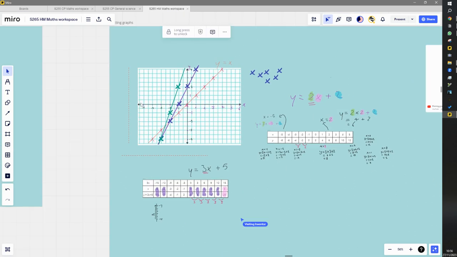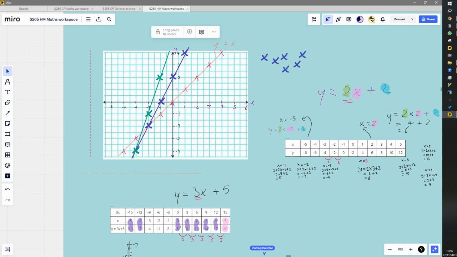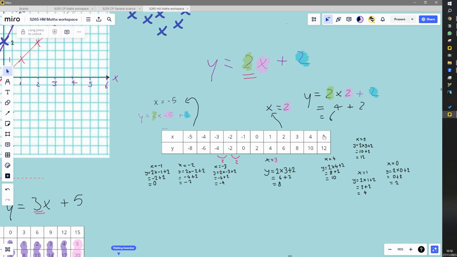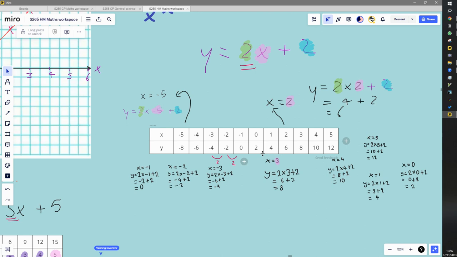So on our graph, it goes from -5. Oh, it actually goes to +6. But anyway, we just did to +5. And then we have to work out what y would be in each case. So we just did a few of them. I think we started off with x is equal to 2.